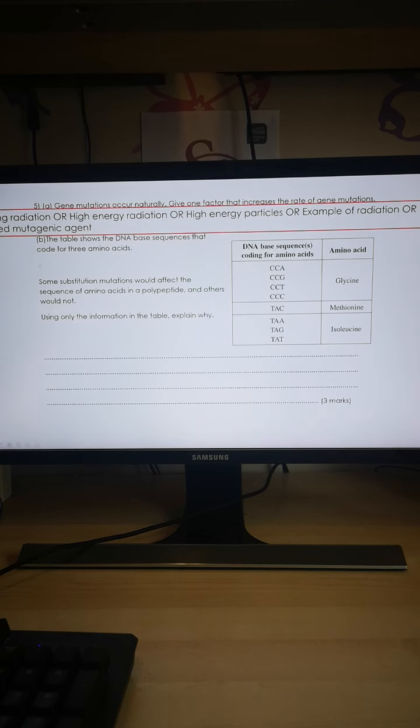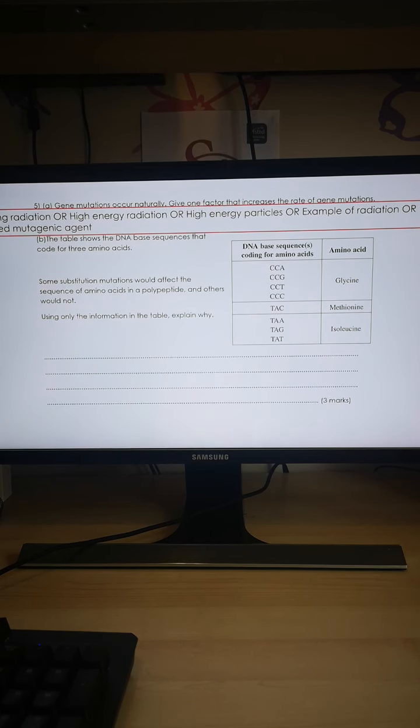So it's really important in your answers here that you either state ionizing radiation or high energy radiation or high energy particles, or give an example, so X-rays, gamma radiation, or a named mutagenic agent, something like benzene. Okay, so just learn maybe 2 different ones and keep using those. You'll see the common ones come up on the mark scheme. Okay, 2 that you can remember well.